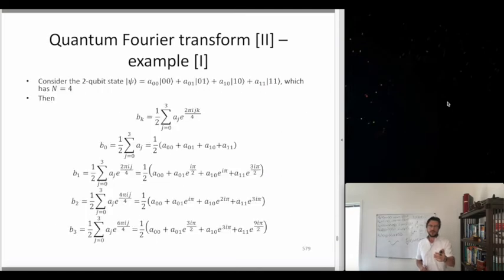So let's go back again. Let's look at the signal B1. So here you have, when you look at it, 1, e to the power of i pi over 2.